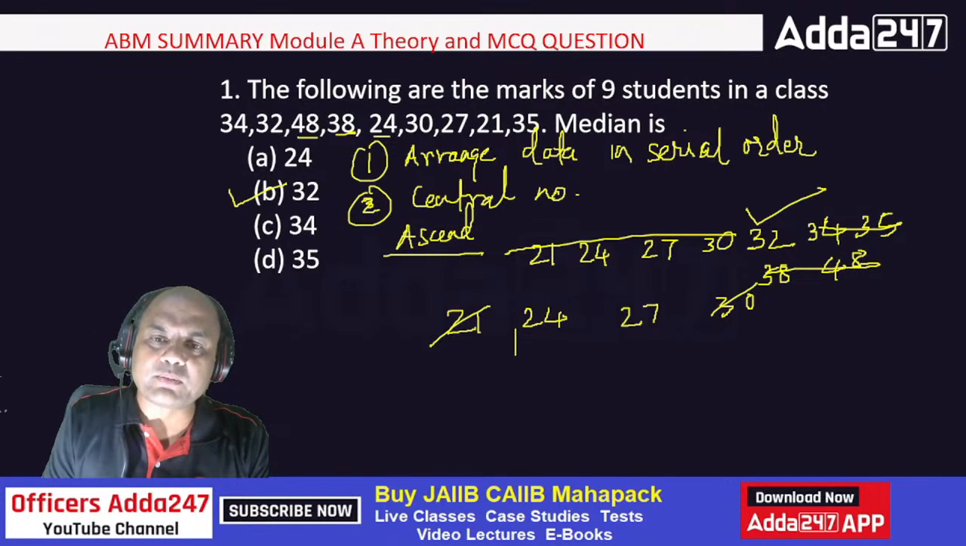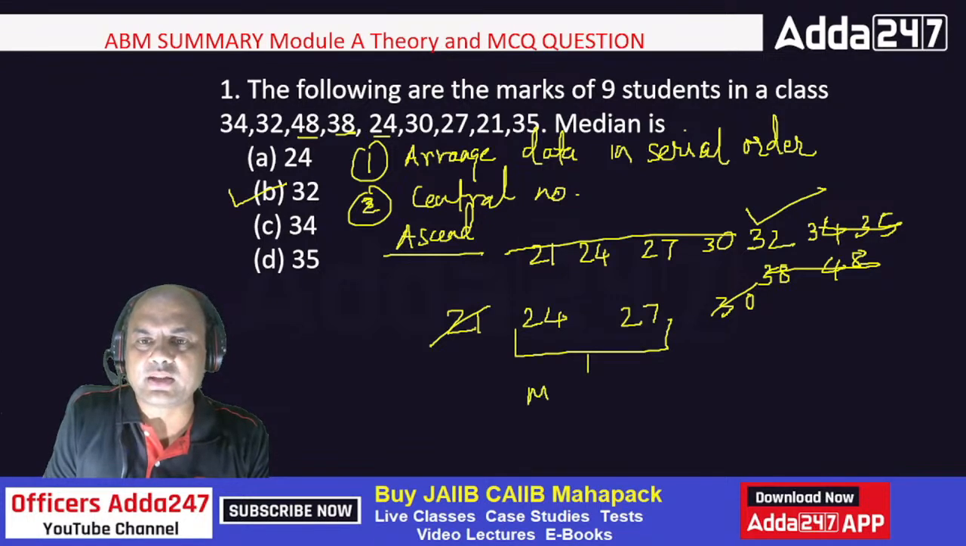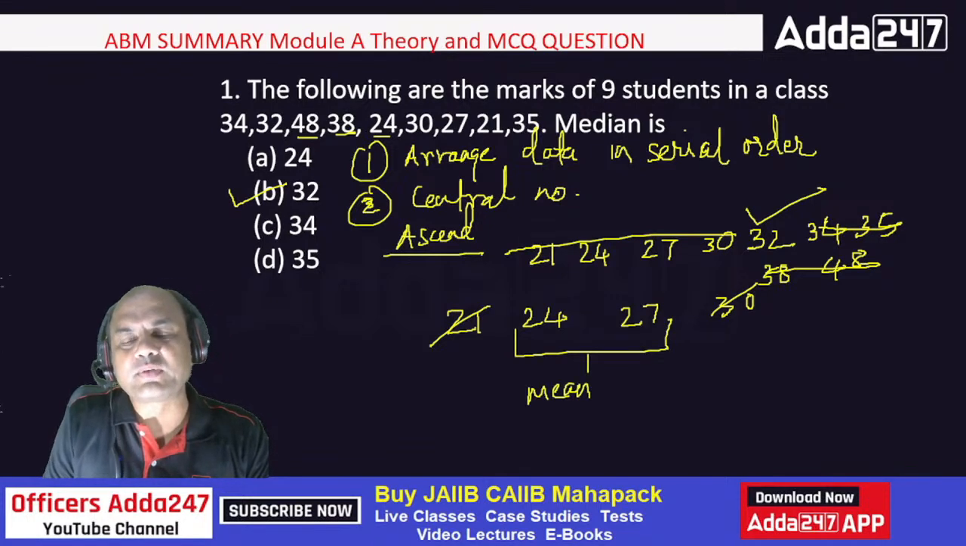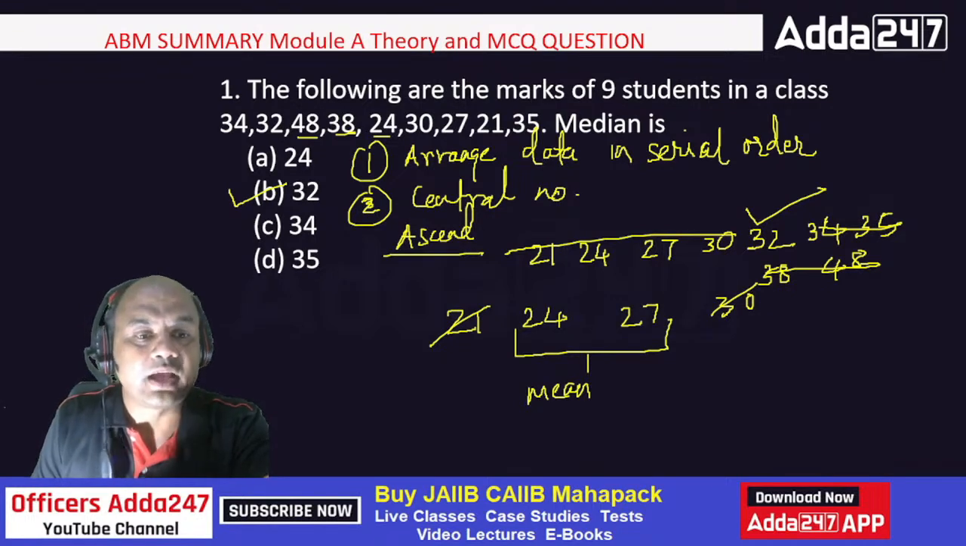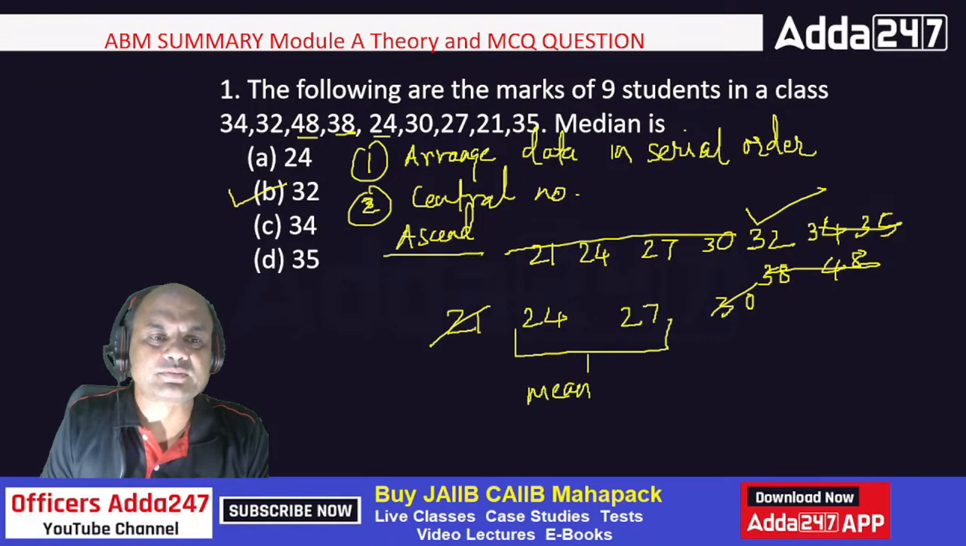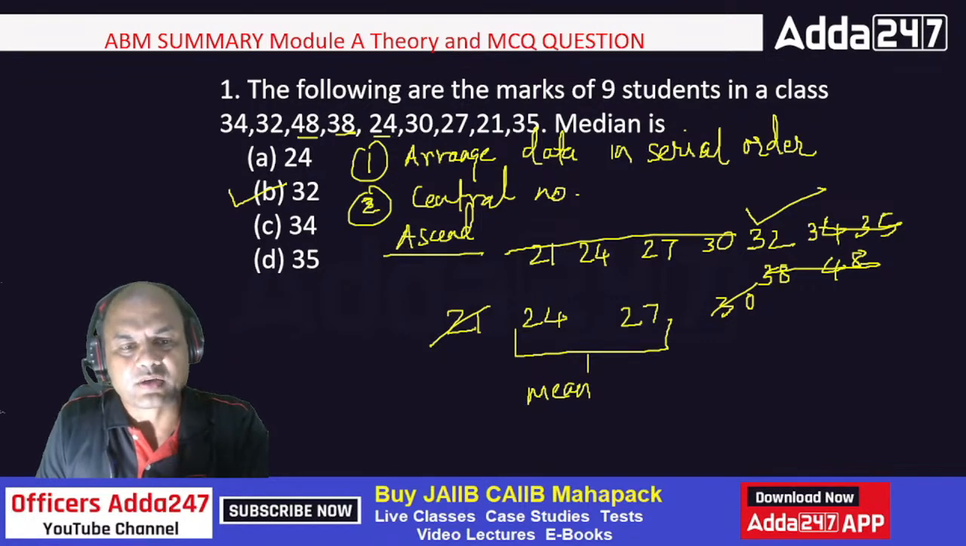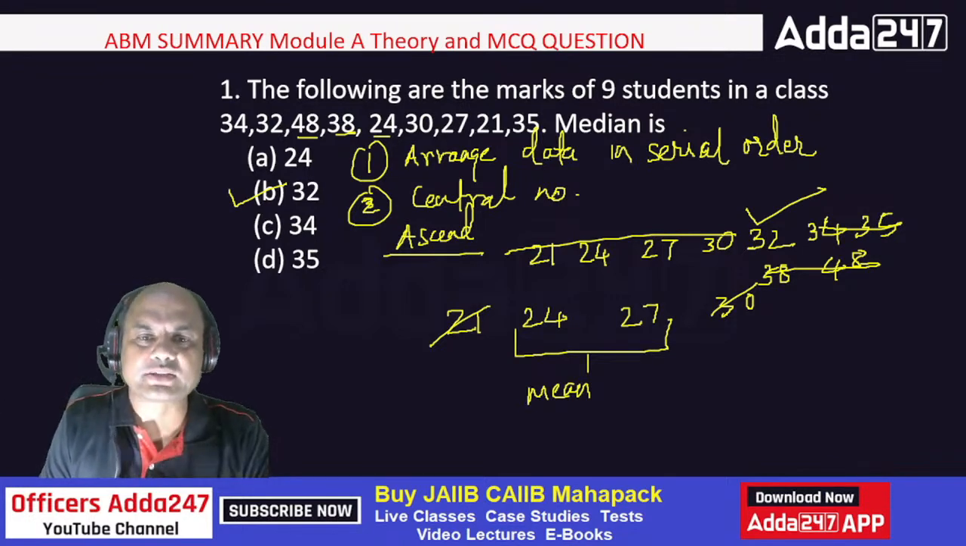So when we have an even number of elements, what do we do? We find the mean of the central 2 numbers. Mean, average. So here the average will be of 24 and 27. Who can tell me fast? Everyone try it yourself also. Average of 24 and 27. So 24 plus 27 equals 51, divided by 2. So 25.5. That becomes my median now.